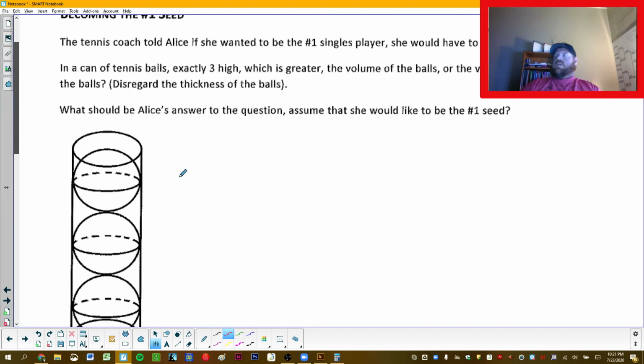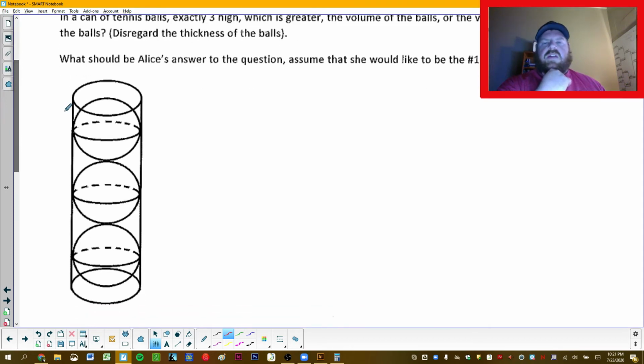If you don't know, a can of tennis balls is pressurized to where the air is pushing against the balls. It helps until you break that seal, but it helps keep the balls with the bounce that they want to have. And we want to not worry about how thick the balls are. When we're talking about the volume of the tennis balls, we're talking about the rubber outer and the air on the inside, because they are filled with air. But what should Alice's answer to the question be, assuming that she wants to be the #1 seed? That's a want to right there.